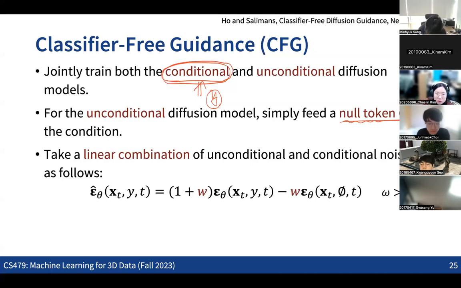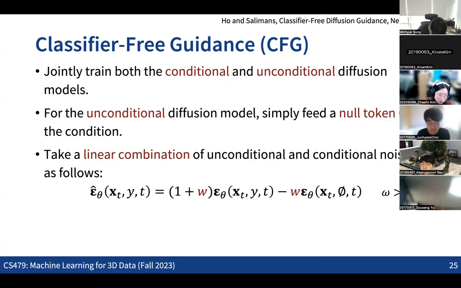Let's say you have indexes for the classes, like 1, 2, 3, 4, where 1 is for the dog, 2 is for the bird, 3 is for the cat, and 4 is for human, whatever. So you have these class indexes, and then we have one more special class label, which indicates that this is the unconditional case. In this way, it's an engineering way of jointly training both the conditional and the unconditional models.